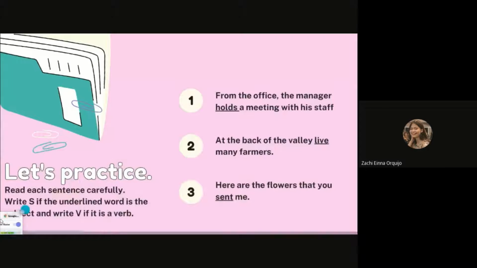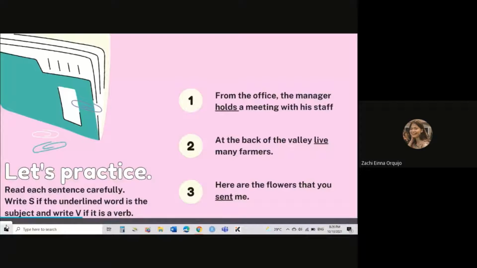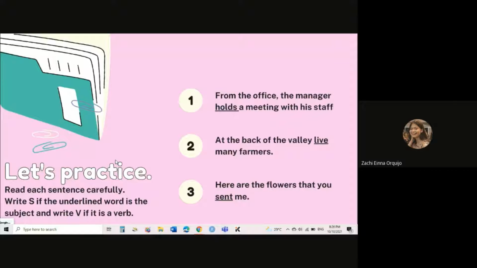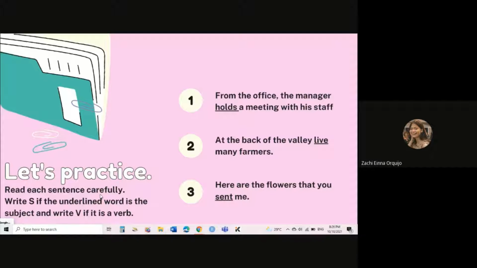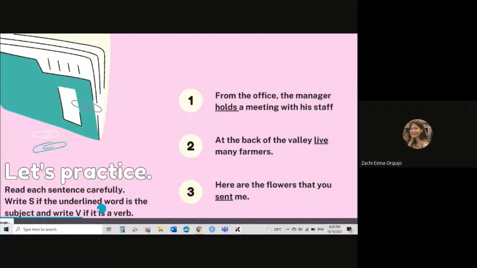So let's have first an activity. So let's practice what you learned or what you have, no? What or anong prior knowledge ang meron kayo. So we will read each sentence carefully, and then I will give you siguro 10 seconds to identify if the underlined word rather is a subject, no? Write S, and write V if the underlined word is verb.